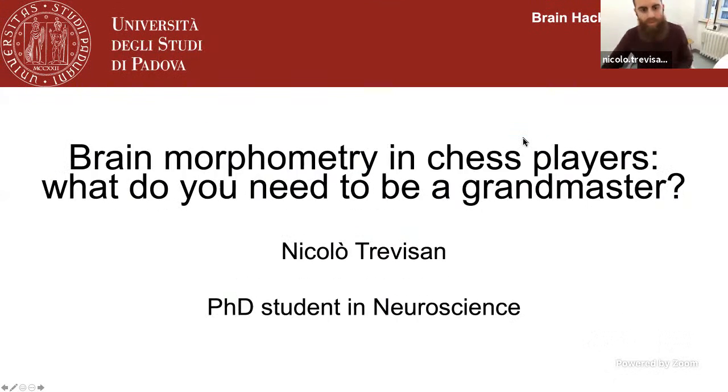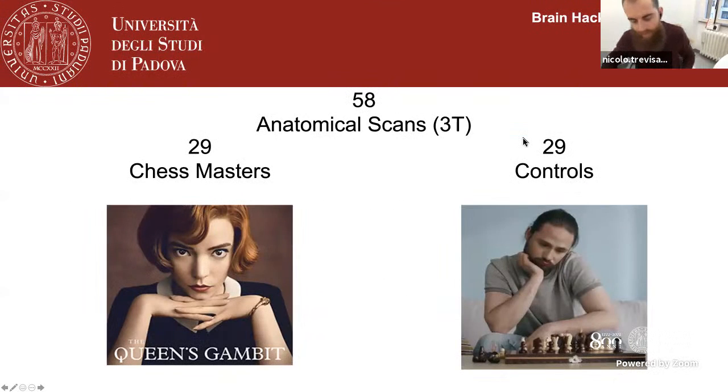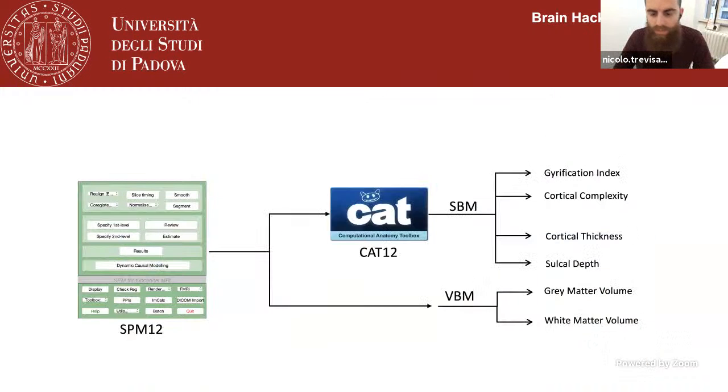Our project, as a quick reminder, was comparing the structural brain of 29 chess masters to 29 controls. We did structural analysis starting from VBM, studying gray matter and white matter, but this was just from an educational point of view, to show how the statistics and preprocessing were done. The real purpose was to look at the surface analysis, and we did indeed find some results.